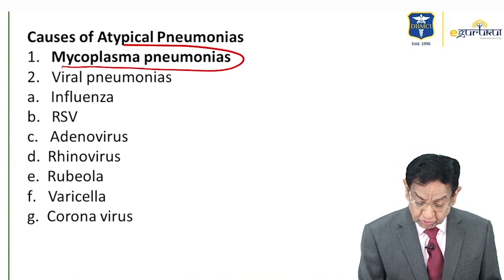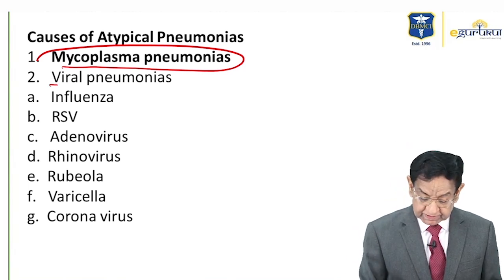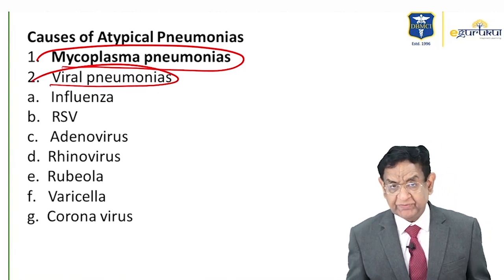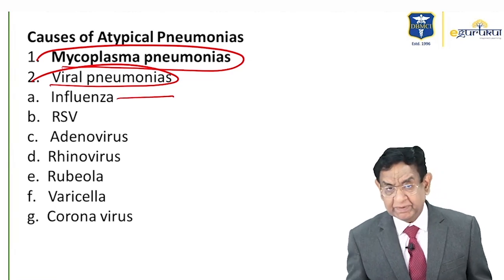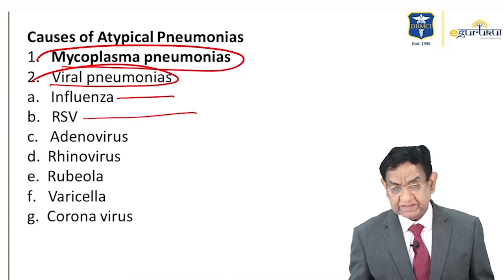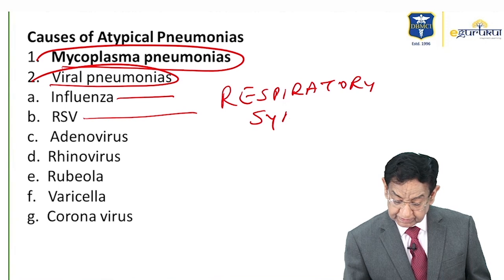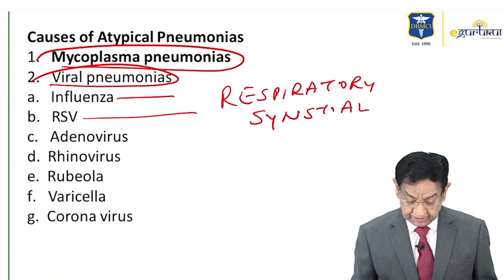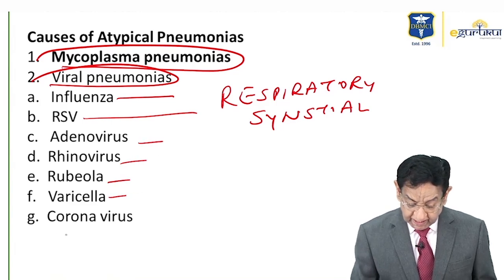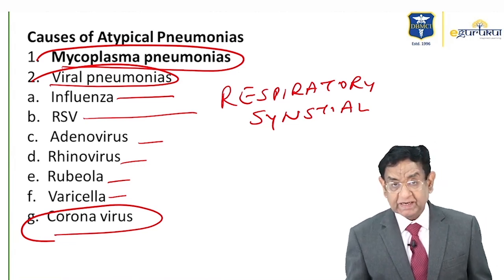Mycoplasma pneumonia is one of the most common causes of atypical pneumonias. After that, viral pneumonias. Most of the viral pneumonias come in the category of atypical. A large list is there, like influenza, which is the most common in elderly people. Respiratory syncytial virus, RSV, is the most common cause in very early childhood. Adenovirus, rhinovirus, rubella, varicella, and of course, the coronavirus. We'll talk more about coronavirus separately.